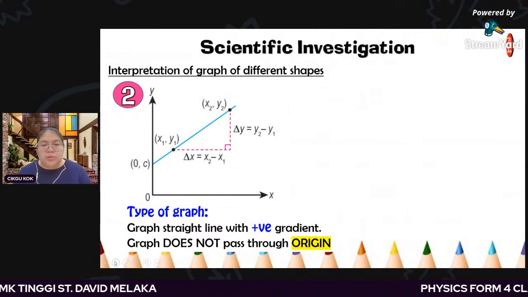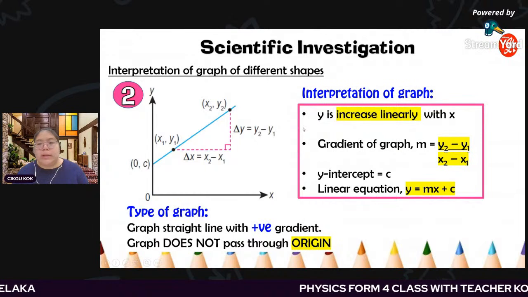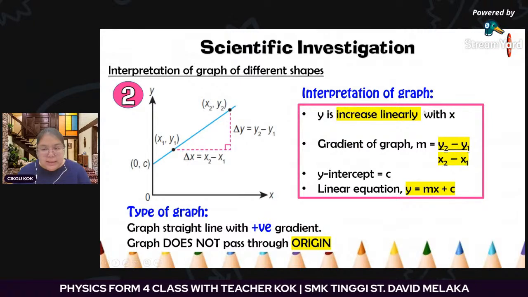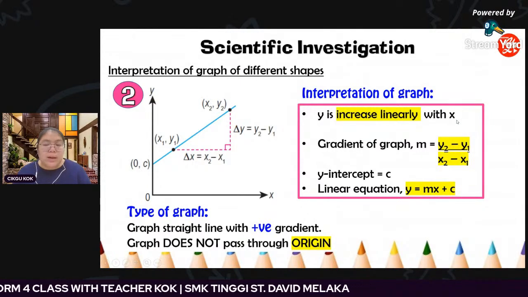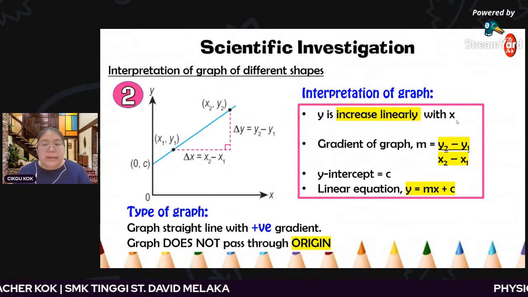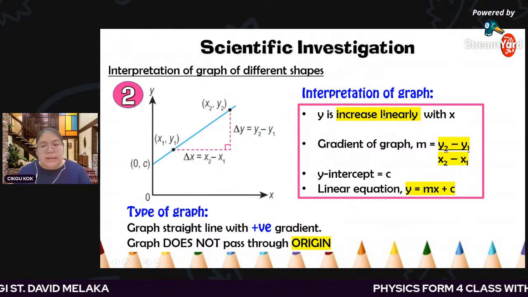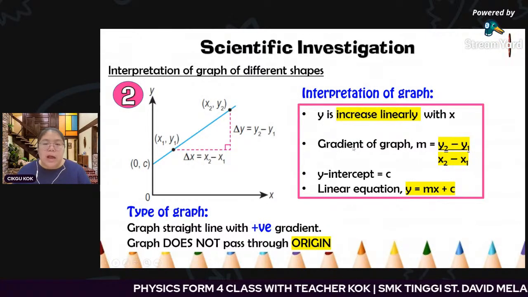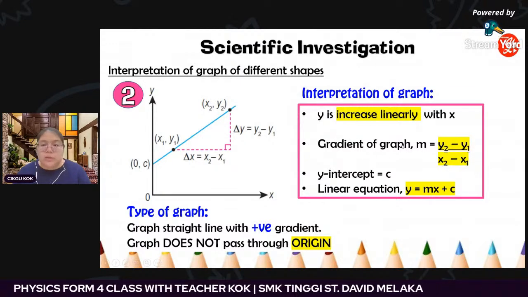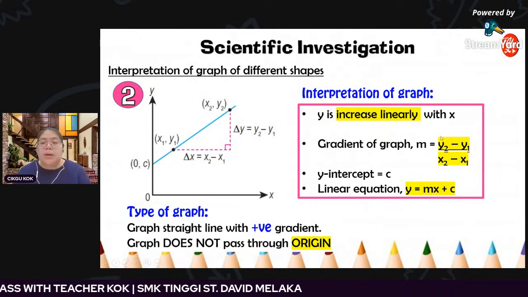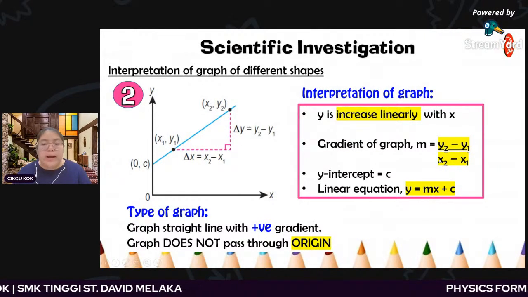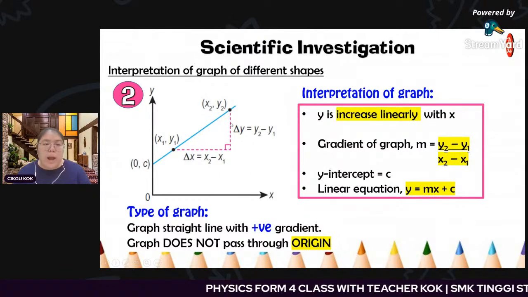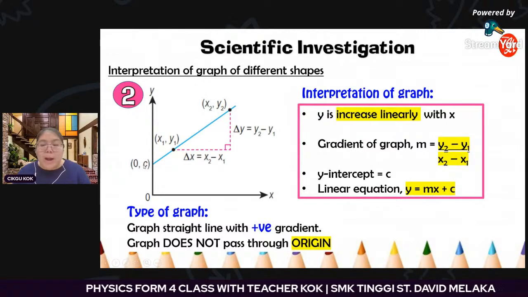Okay, now we go through the second one, interpretation. First, we can only mention y increases linearly with x. No directly proportional, just increases linearly. When you mention increases linearly, understand that it never passes through 0. Then the gradient of the graph: you need to find two points. y2 minus y1 over x2 minus x1. Now we have the y-intercept. The y-intercept means where the line cuts the y-axis.